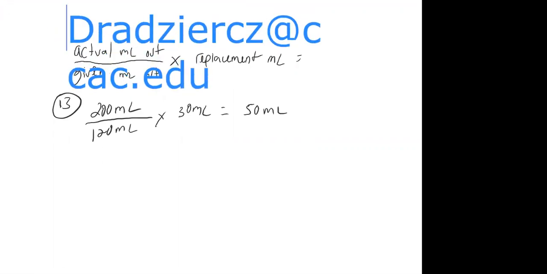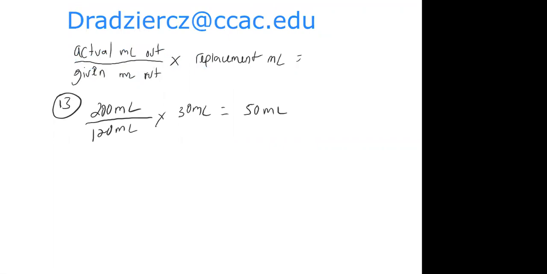Sorry. So basically, the actual over given times replacement is what? What are we solving for? This is what we're looking for, is how much fluid to give the patient.